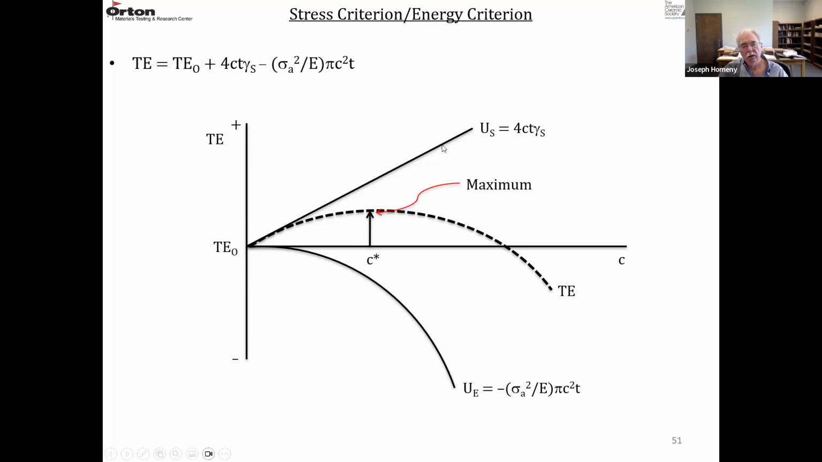So this is a constant slope. This curve, as we increase the applied stress, is going to shift in the downward direction. And at some point, the maximum in this total energy curve will hit the critical flaw size, and then fracture will take place. So fracture takes place when the applied stress is large enough that the total energy exceeds this critical flaw size. So fracture takes place when the total energy of the system decreases.